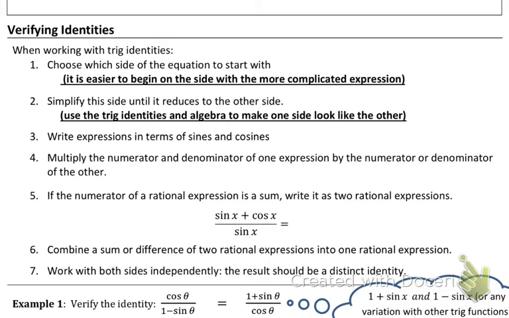Thank you. All right. So we already talked about verifying stuff. We did 2 of them from that homework. Verifying is we have an equal sign between them.